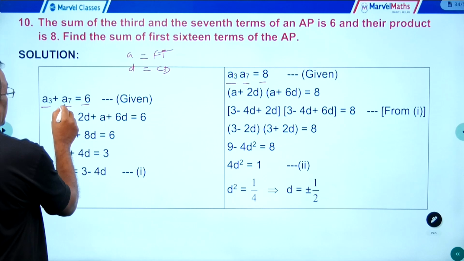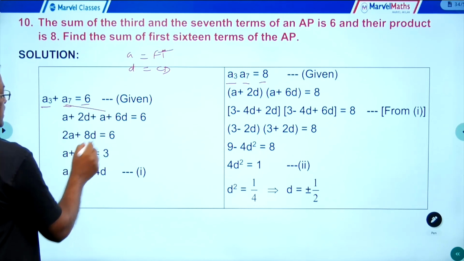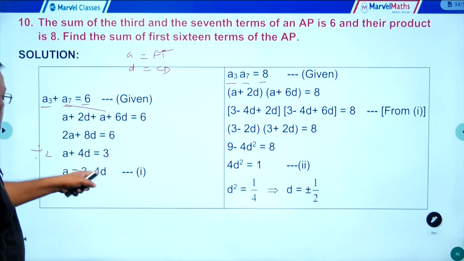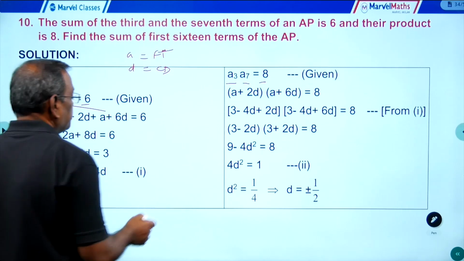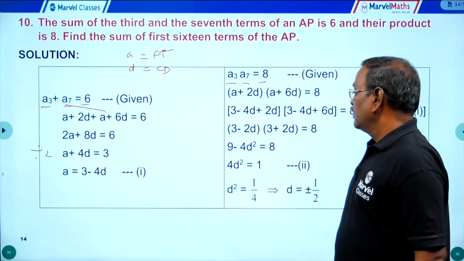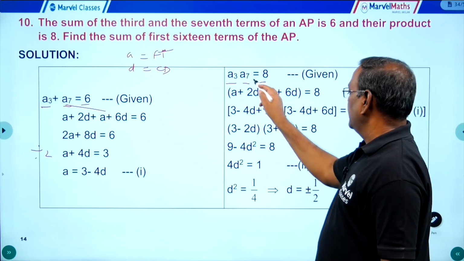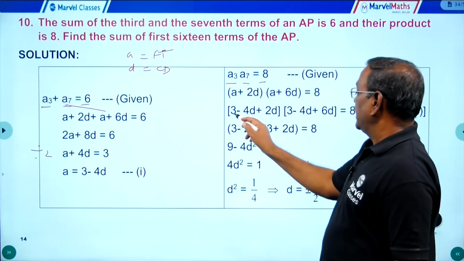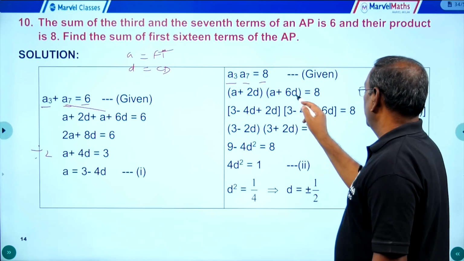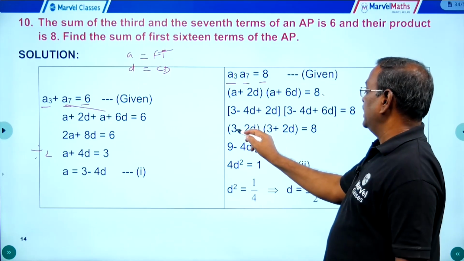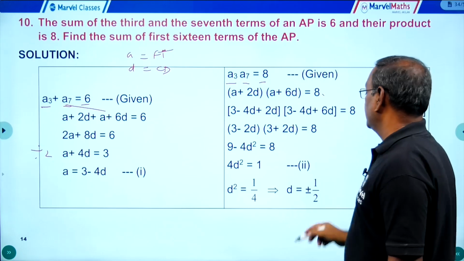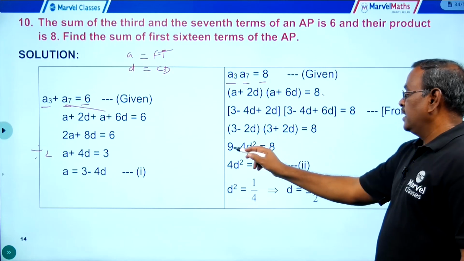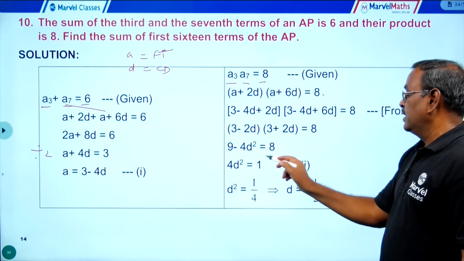So what is the first condition? A3 is A plus 2d, A7 is A plus 6d, so 2A plus 8d equal to 6. Divide by 2, A plus 4d equal to 3, where A equal to 3 minus 4d. Now what is the second condition? A3 into A7 equal to 8, so A plus 2d into A plus 6d equal to 8. But A equal to 3 minus 4d. So 3 minus 4d plus 2d into 3 minus 4d plus 6d equal to 8. That is (3 minus 2d) into (3 plus 2d) equal to 8, using a minus b into a plus b, 9 minus 4d square equal to 8.